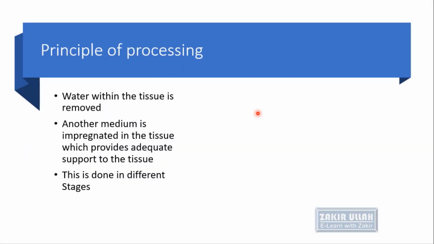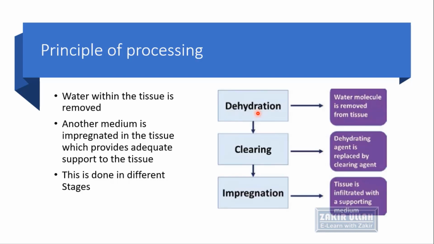The principle of processing is to remove the water from the tissue, and then another medium is impregnated in the tissue which provides sufficient support so the tissue hardens. This removal and impregnation is done in different stages. First, in dehydration, the water is removed. In the clearing, the dehydrating agent is replaced with the clearing agent, and in the impregnation, the tissue is infiltrated or impregnated with a supporting medium or wax.